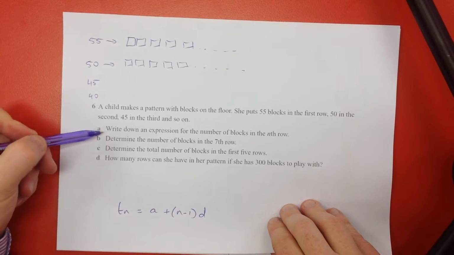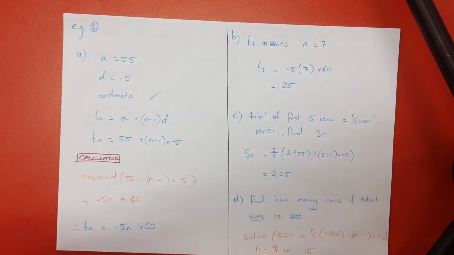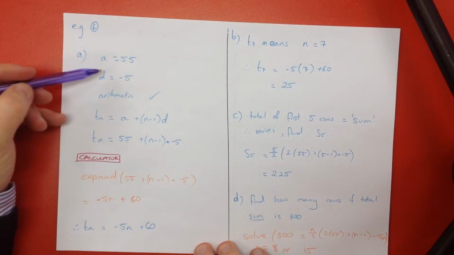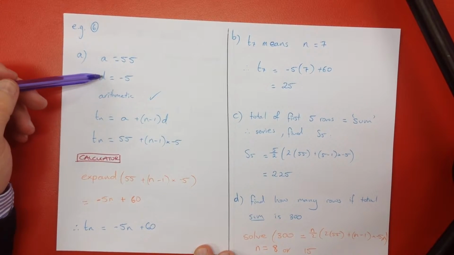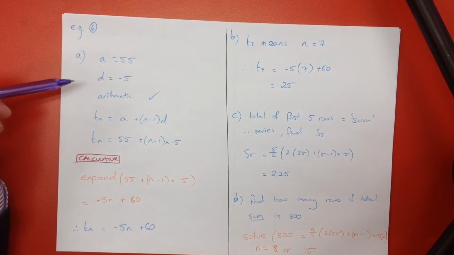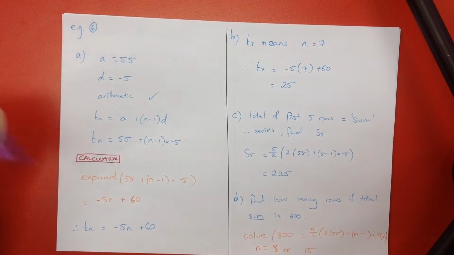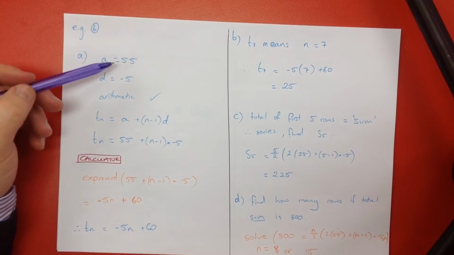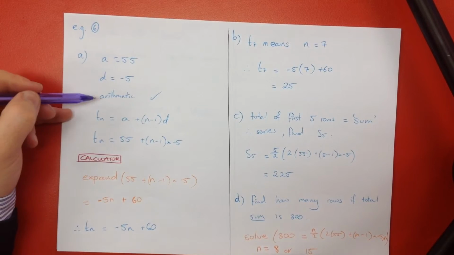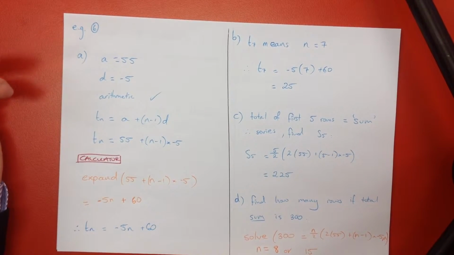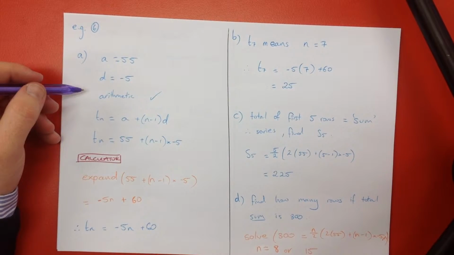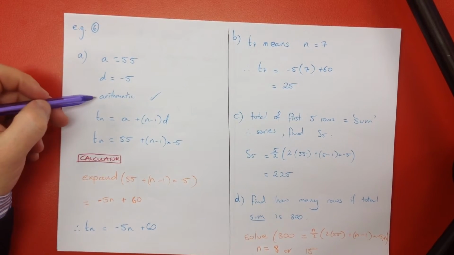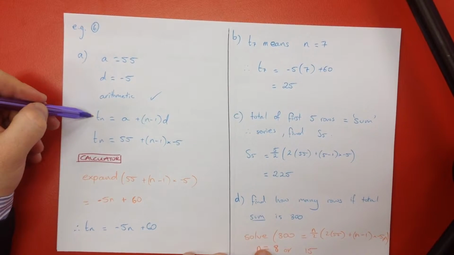Alright, so let's write down the expression for the number of blocks. So we know in the first row there were 55 blocks. And then in each row there were 5 less blocks, so the difference is minus 5. We're adding minus 5, so taking off 5 each time. So 50 and then 45, then 40. That's arithmetic, it's a good thing to check. It didn't tell us in the question, even though we know we're doing the arithmetic sequences and series part of the module, it probably is good to check it's arithmetic anyway. We know the formula, I told you that a minute ago.